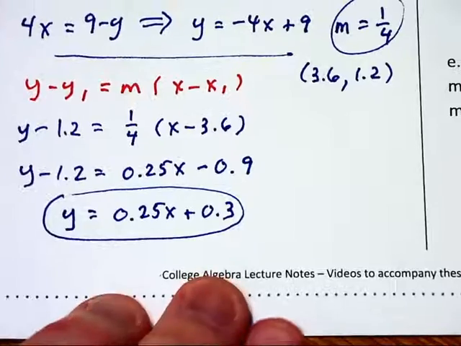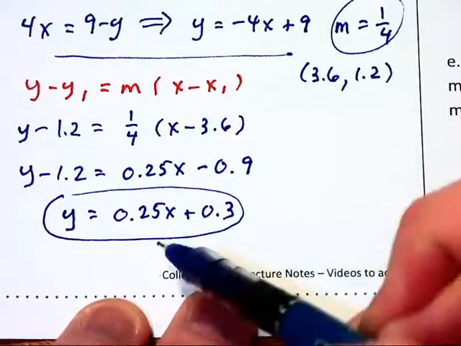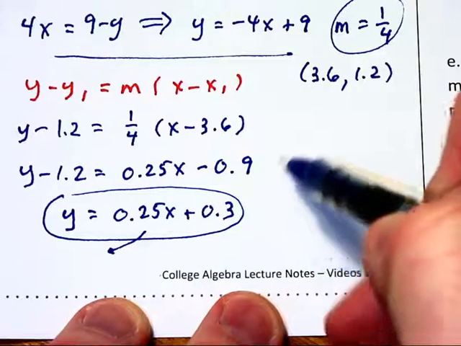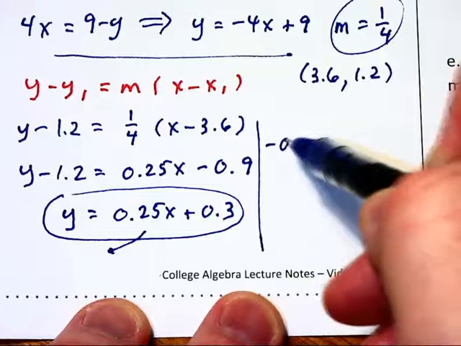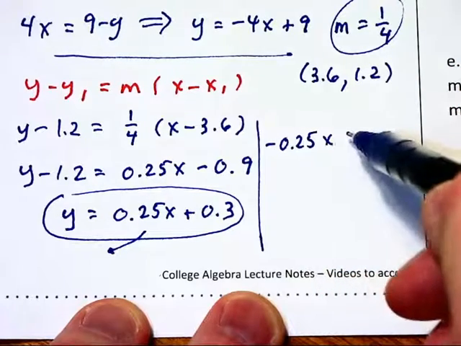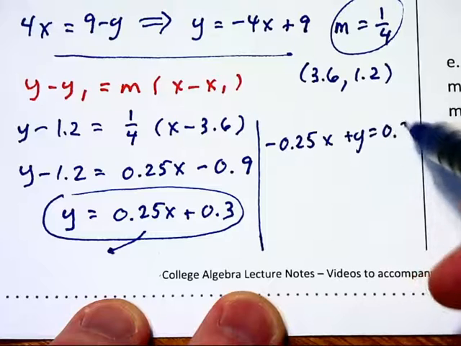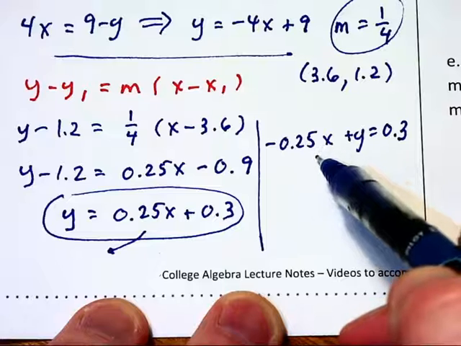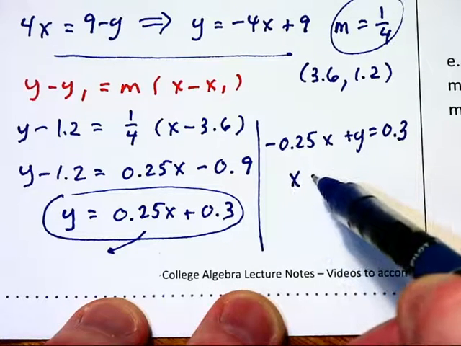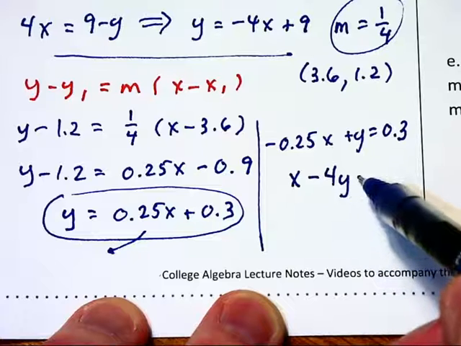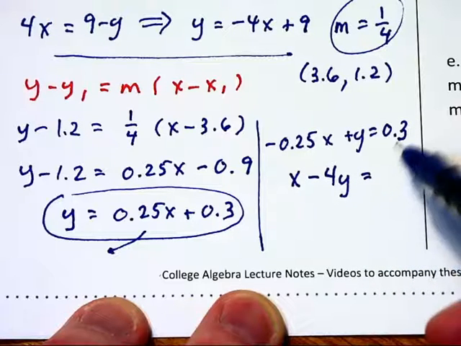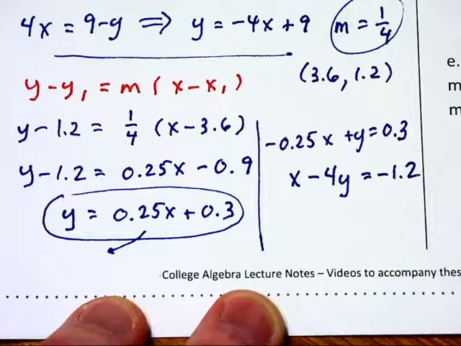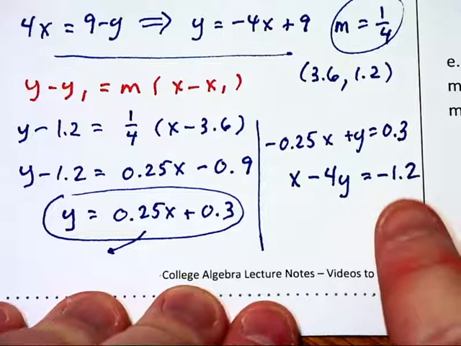Now we want it in standard form also. Let's just do the following. Let's bring the 0.25 to the left and have, let me draw another column here, negative 0.25x plus y equals 0.3. I'm going to multiply by negative 4 to get a positive 1 in front. Multiply by negative 4, I'm going to have x minus 4y is equal to, multiply by negative 4 and get negative 1.2.